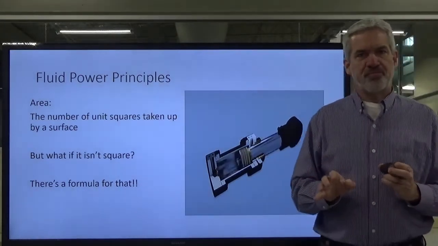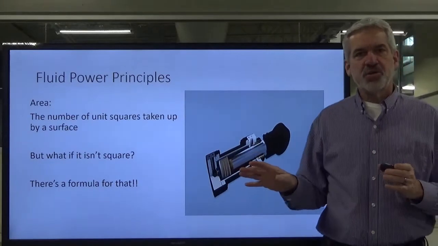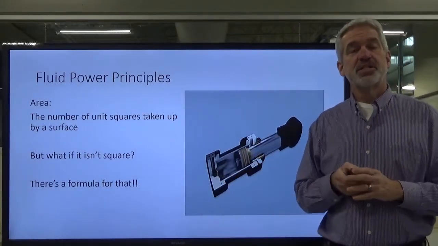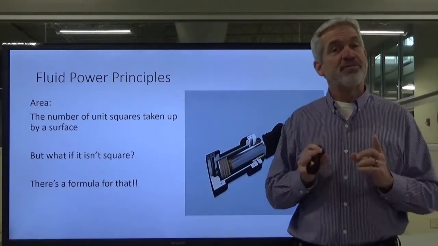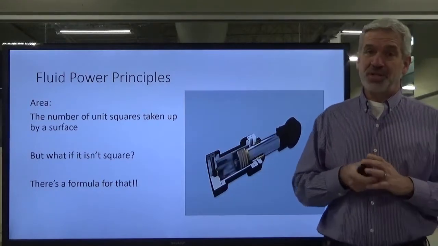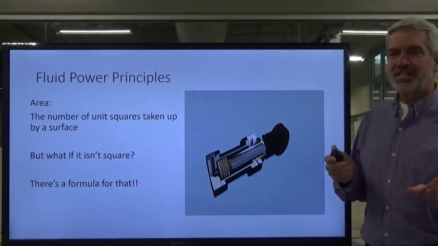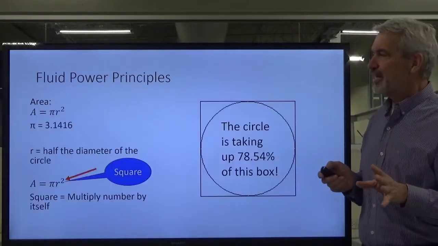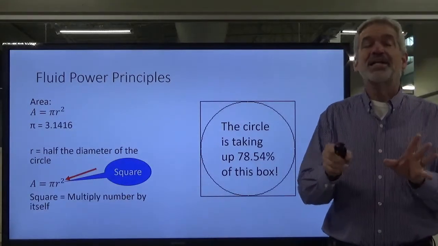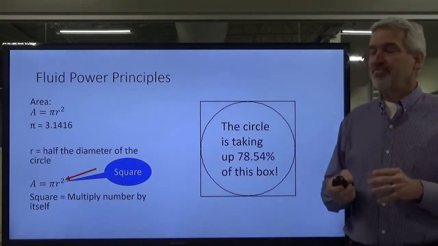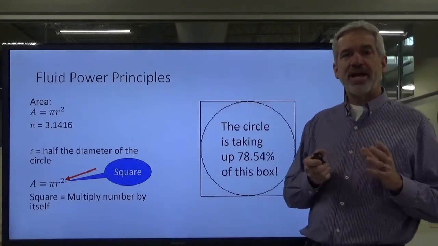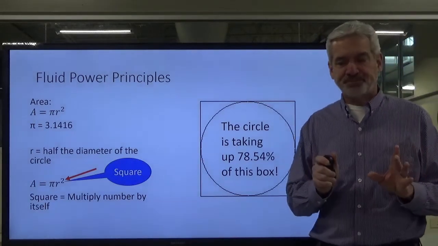But what if it isn't square? Because we don't have square cylinders, okay? The cylinders are round, and there's a way to figure that out, and it's going to be critical that you know it, okay? So on this next slide, I don't want you freaking out or anything. We've got a little bit of math involved, but I'm going to break it down, and it's really not all that bad, okay? So a lot of you may not have had math in a while, and that's okay.